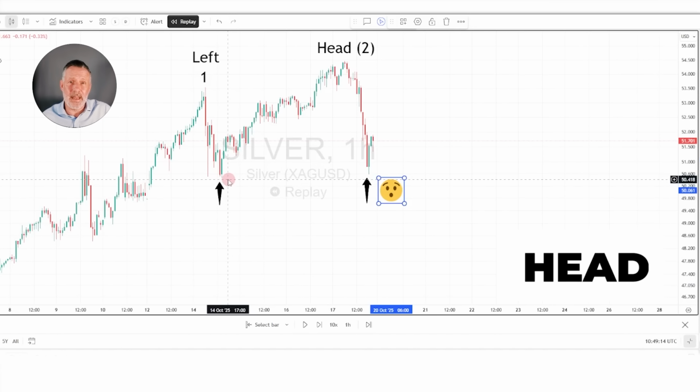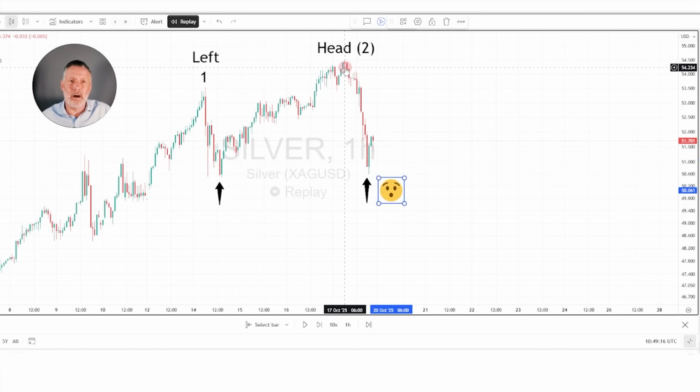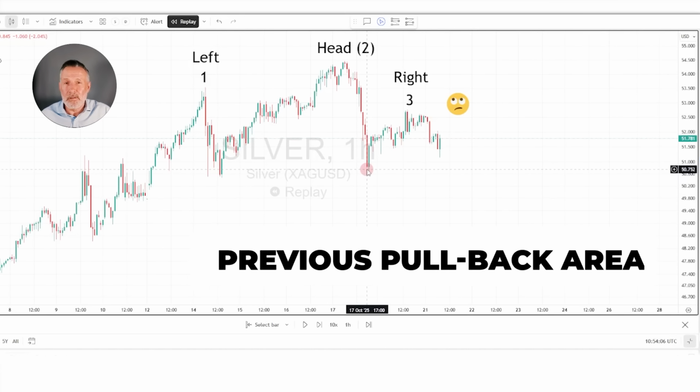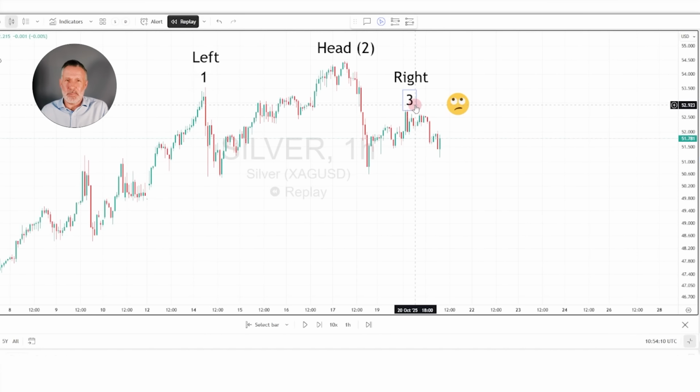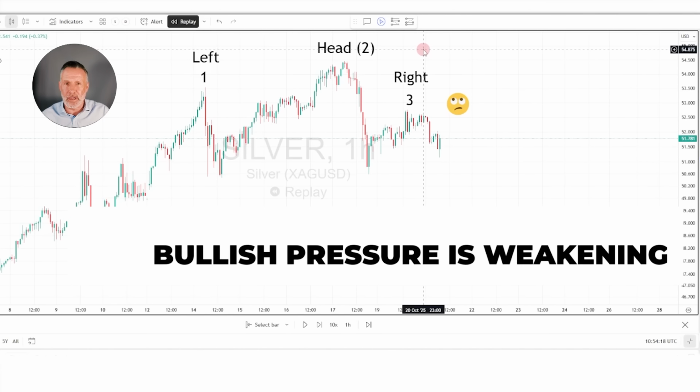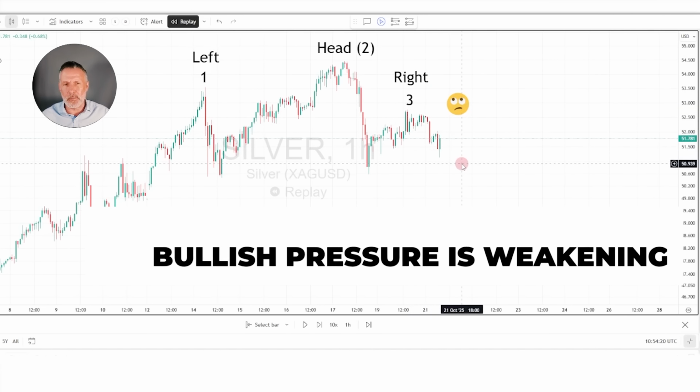Second, we have the head. Now this needs to be the highest peak. Price moves up, making a higher high. From here, we will often dip lower, close to the previous pullback area. Third, we have the right shoulder. We see the third rally, but this time buyers failed to reach the height of the head. This is a clear signal that bullish pressure is weakening and the market begins to fall.